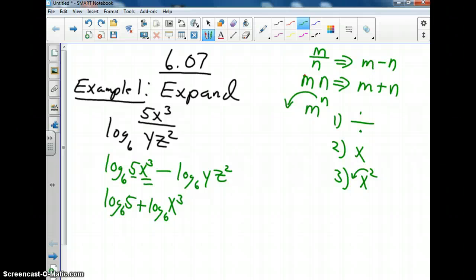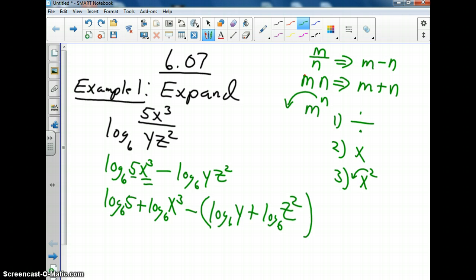Okay? All right, then minus, parentheses. Now we got log 6 of y times z squared. So you're going to write down log 6 of y plus log 6 of z squared. Very good. That's right. You got it. See, you're getting this already.